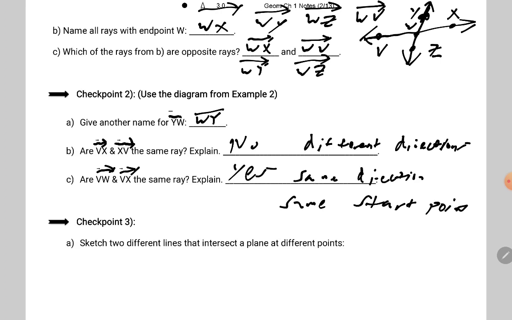Alright, sketch two different lines that intersect a plane at different points. So let's say we have our piece of paper. Let's just have this line, and this line. Let's say it hits the plane with this line here and this line here. That's one way to look at it. Kind of think of a piece of paper and you're holding two pencils, and then you crisscross them onto the sheet of paper. They're touching the paper at two different points, right?